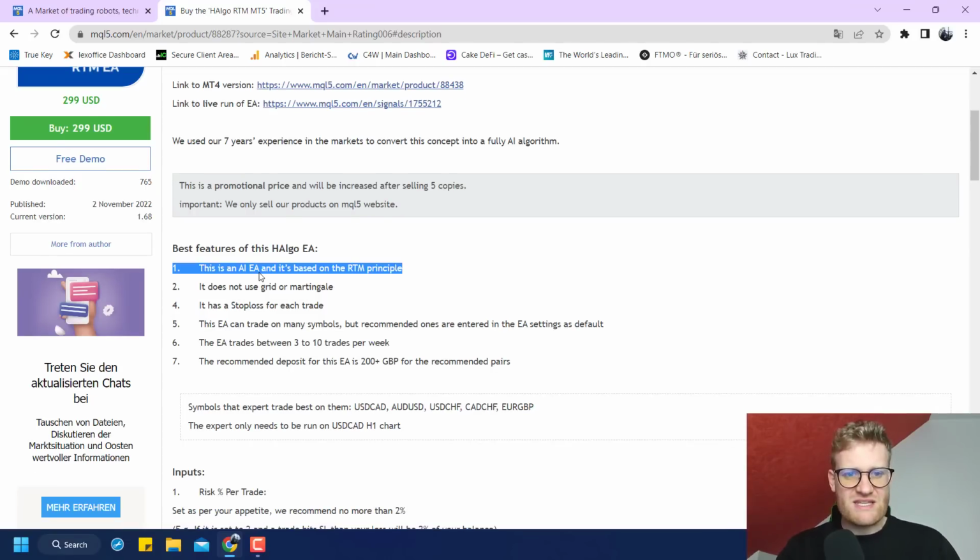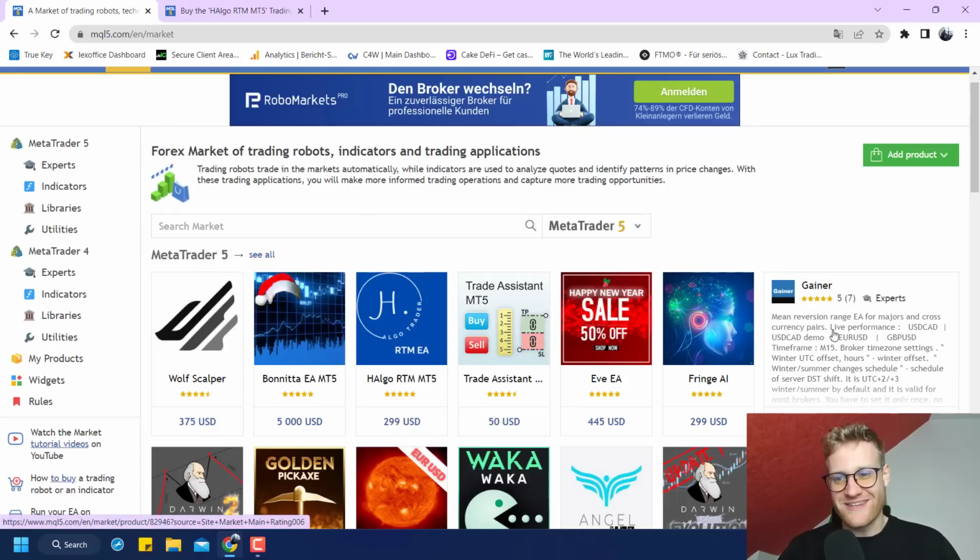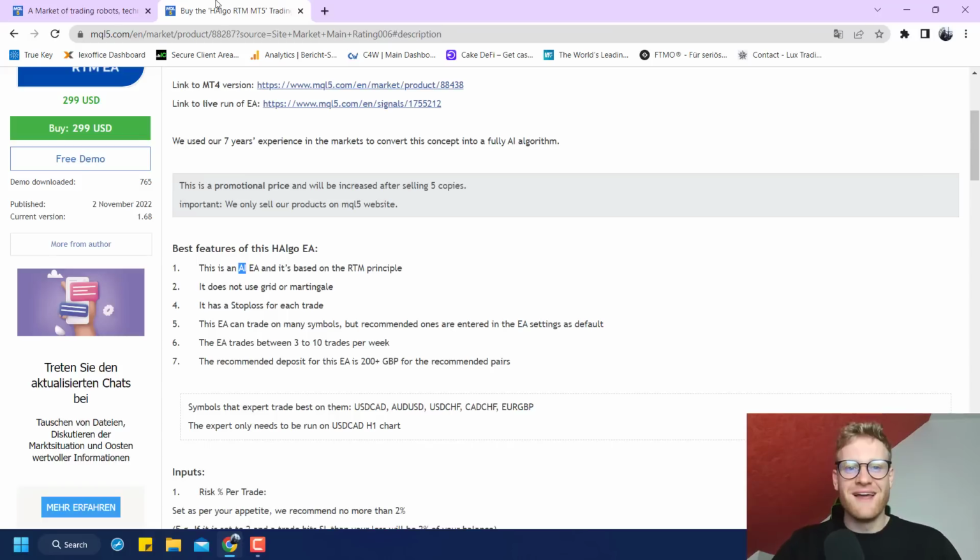He says that this is an AI EA, so it's an artificial intelligence EA, and I hope that it is not the same AI that was used for the Unibot. But this is what he says. It does not use grid or martingale. This is great. I really love this because we see a lot of grid and martingale programs on the top page of the mql5 market, and it has a stop loss for every trade. So far, just from the description, I didn't test the program before, but it looks really, really good. And I really think that this could be a good strategy or EA.